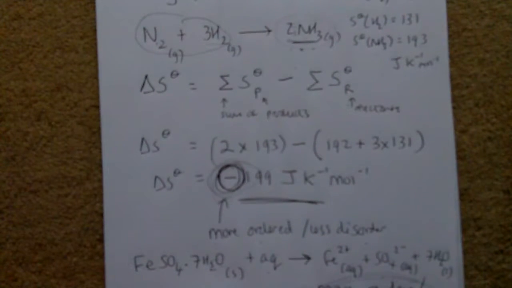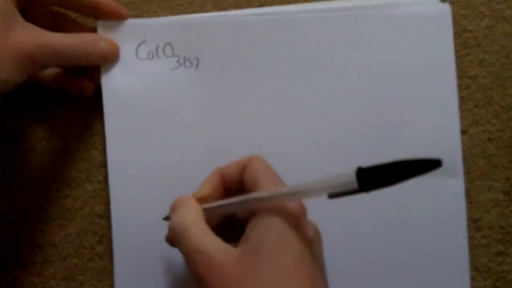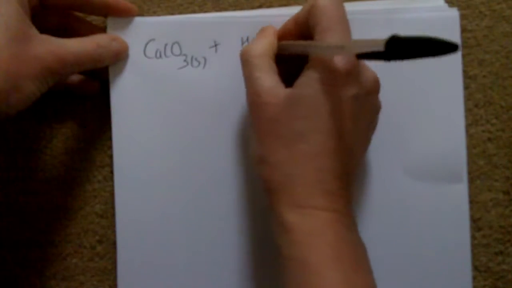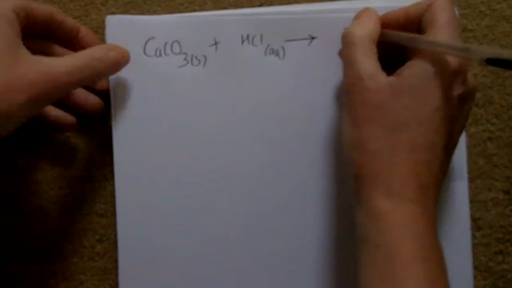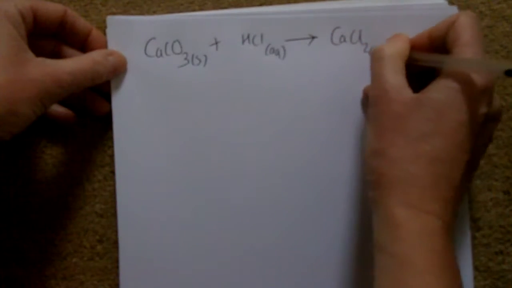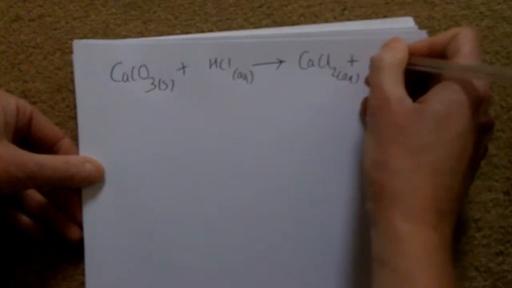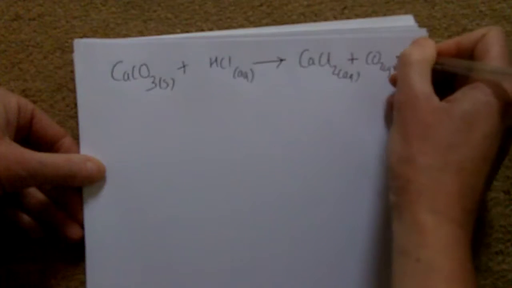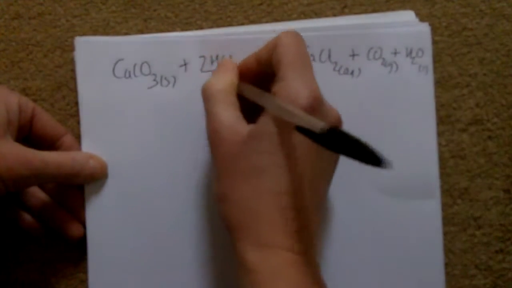Okay, let's give you one more example. If you take, for example, this reaction, solid calcium carbonate and hydrochloric acid, do you know what it makes? Calcium chloride. Make sure you write the state symbols. State symbols are really important when you're working these things out. Plus carbon dioxide gas, plus water, liquid. And then you just have to balance.